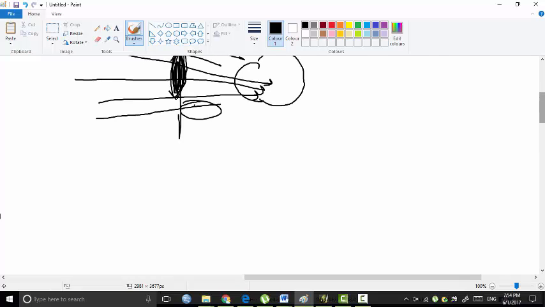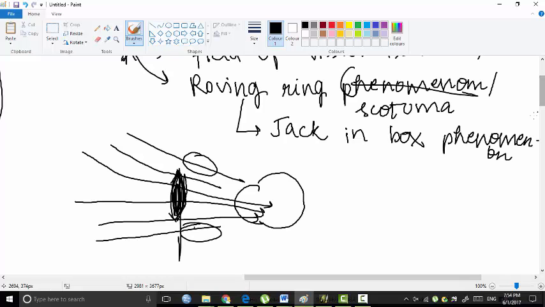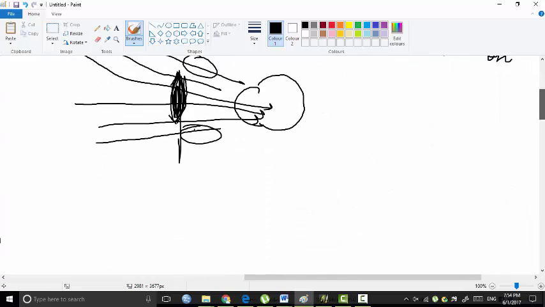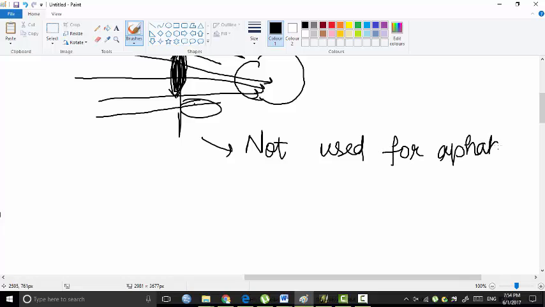And one other disadvantage is cosmetic purposes. Even though the image is magnified by 30%, this is not useful for aphakia, because here the image is magnified mostly about 30% but not more than that. So because of that, this is not used for aphakia.